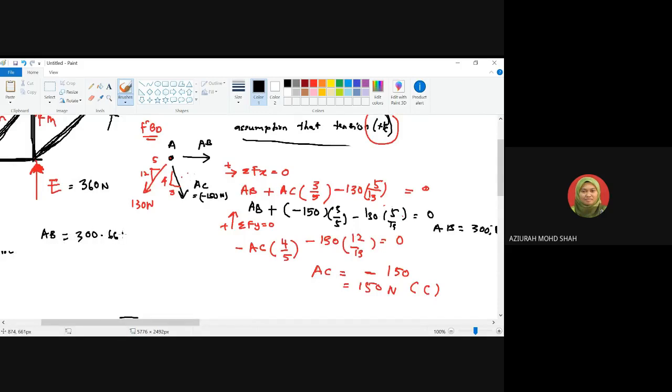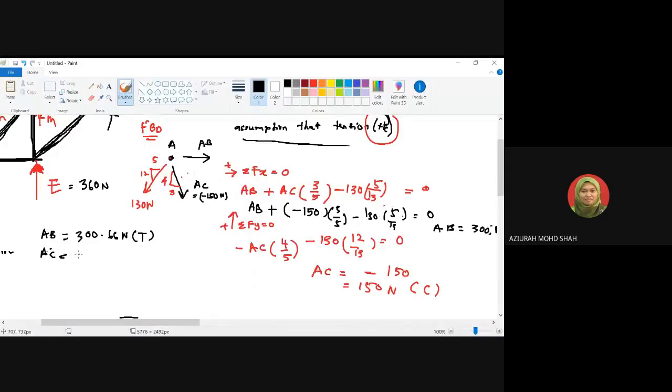Okay, you tulis nanti dia punya semua member. Okay, jadi kita ada dah nampak lah mana yang belum kira, mana yang dah kira. So AC we know it is AC 150 Newton compress. BC tadi kita dah tahu kosong. Okay, dia zero force member.